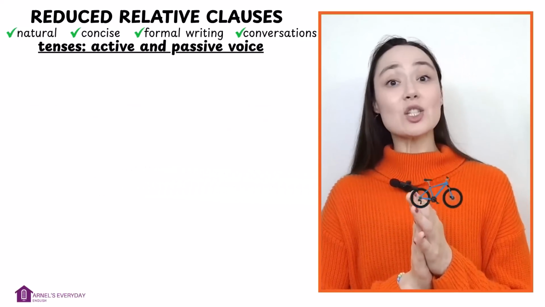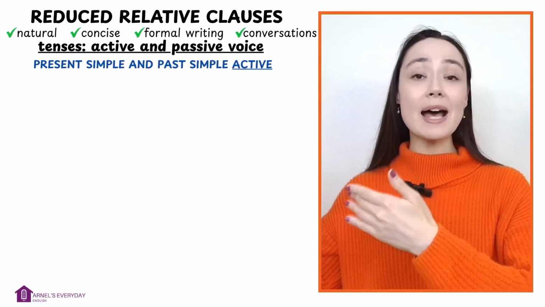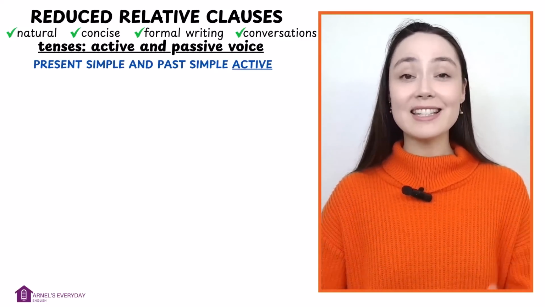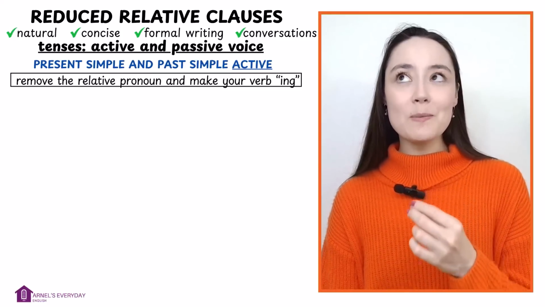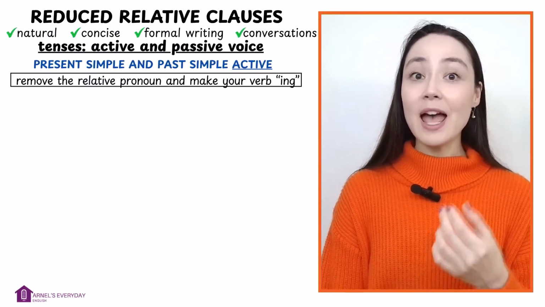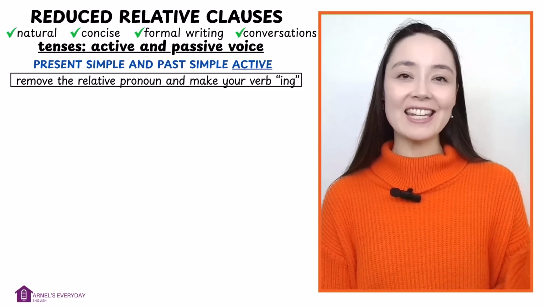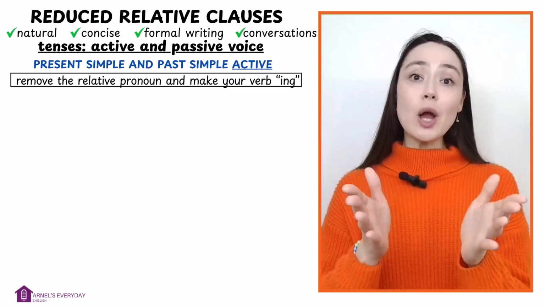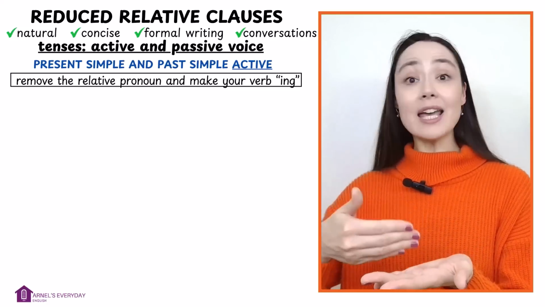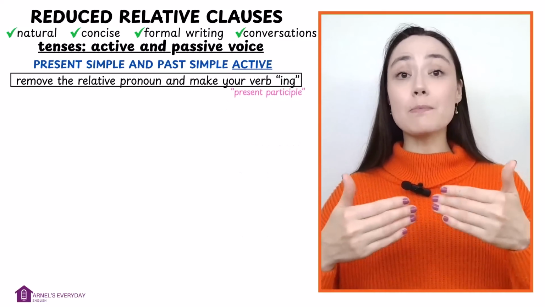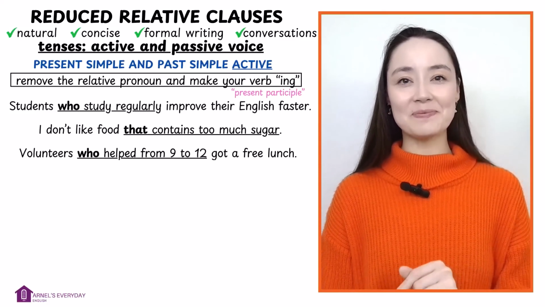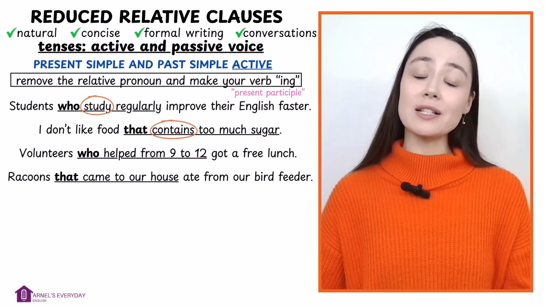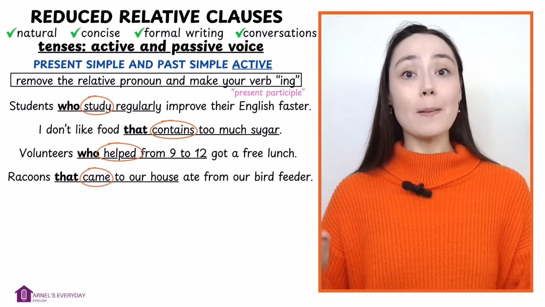Okay, let's start. Present simple and past simple active sentences. Reduction rule. Remove the relative pronoun and make the verb ing. In your grammar books, verb ing might be called the present participle. That's the present participle.